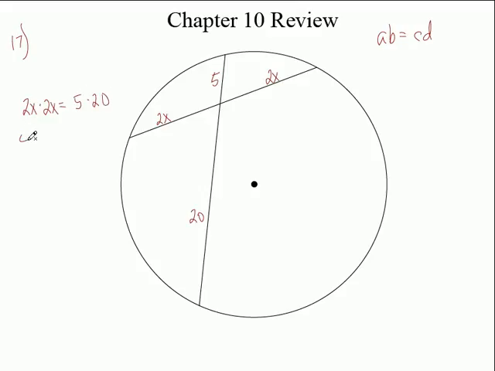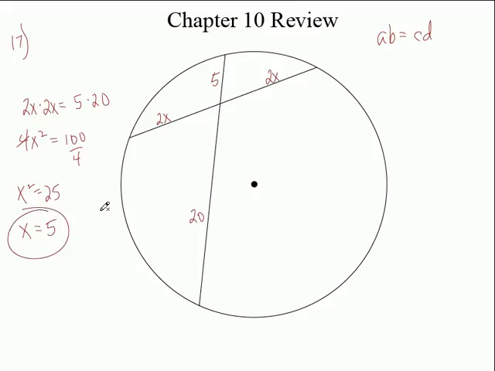So let's do that. That's going to be 4x squared equals 100. Divide both sides by 4. X squared equals 25. Take the square root. Now technically it's plus or minus 5, but we're not going to use the negative 5, because if I put a negative 5 in here that would make it negative 10. We can't have the length of a segment, length of anything, being negative 10. So we don't use the negative part, we just choose the positive part.